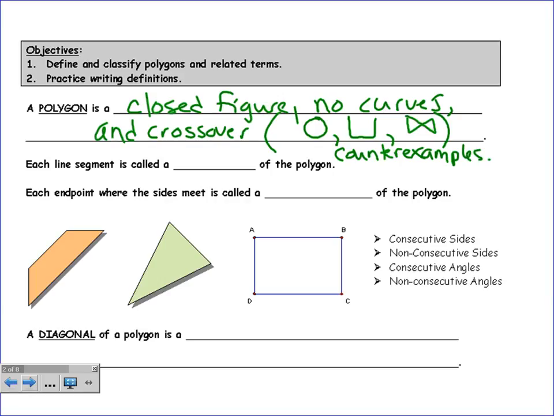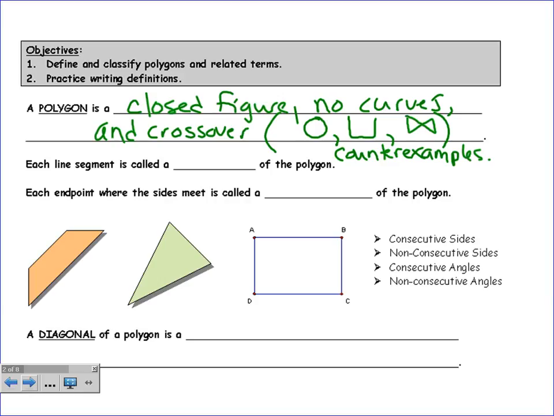Counterexamples. Okay, so those three in parentheses are not polygons. A circle's not because it has curves. The second thing is like an open, kind of like a glass or something like that. Like you could put liquids inside of it. And thirdly, it's a bow tie. It crosses over. It's like something that's twisted.